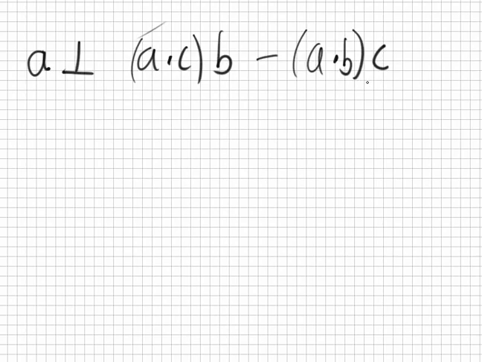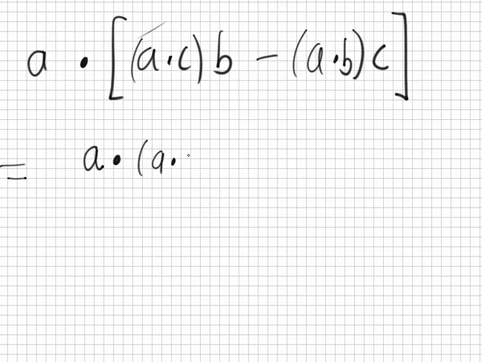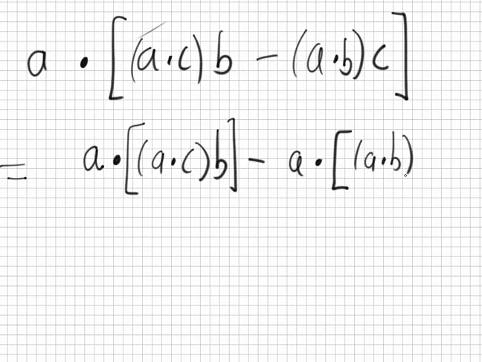I'm actually going to do it now. To prove it's perpendicular, I will calculate the dot product and see what I get. I should get 0. We know that the dot product obeys the expanding rule. We proved that earlier. So we can write A dot (A dot C)B minus A dot (A dot B)C.